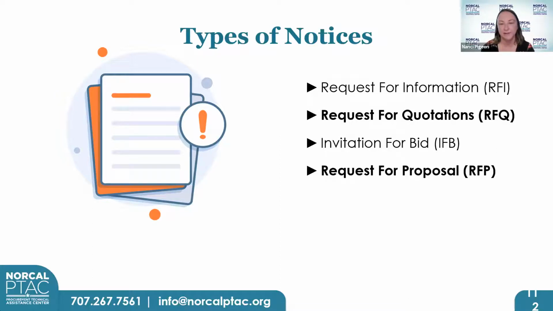Those are the types of notices that you'll usually see on sam.gov: the RFI, the RFQ, the IFB, and the request for proposal. So just be aware of which type of notice you're replying to, and know that each one of them requires a slightly different response.